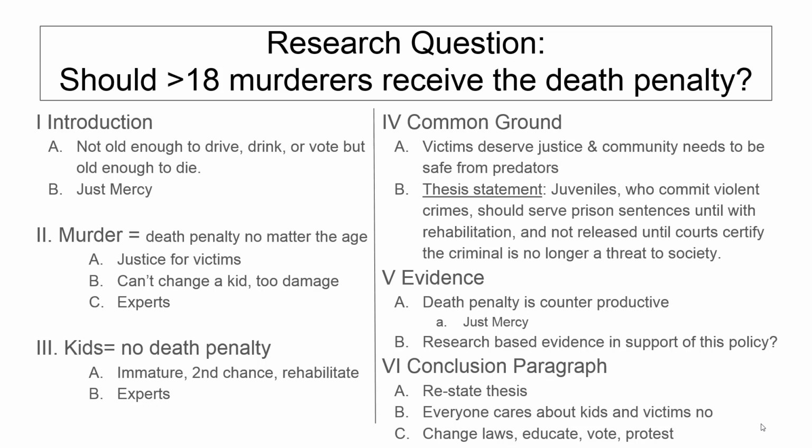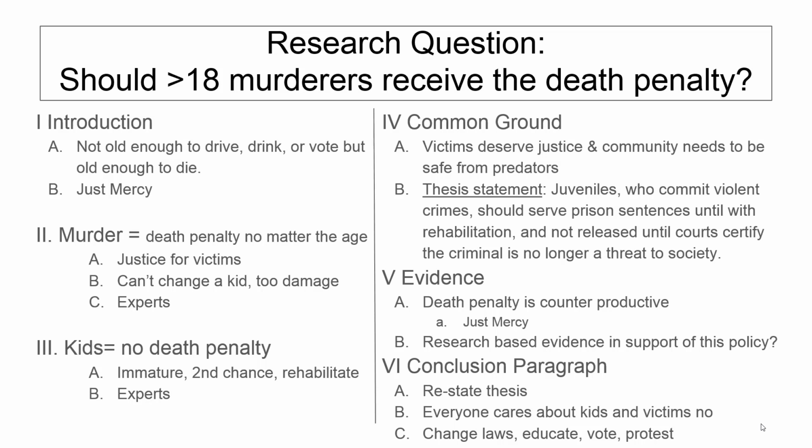After you've pointed out the common ground, set forth your thesis statement. That is the policy. For example, juveniles who commit violent crimes should serve prison sentences with rehabilitation and not be released until courts certify the criminal is no longer a threat to society. You would then, the rest of your essay, develop that policy with evidence showing that the death penalty is counterproductive, it harms the families of the victims as well as the families of the child put to death. You'd use evidence from the examples in Just Mercy, those stories.